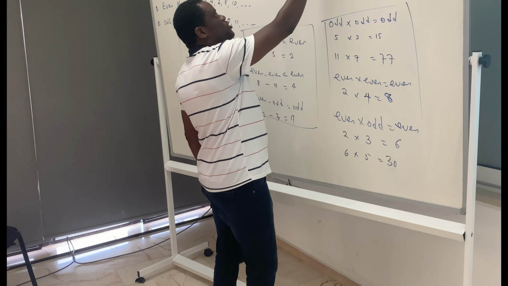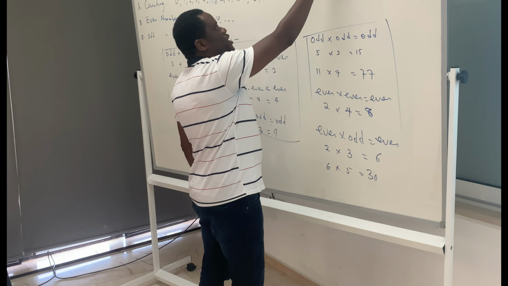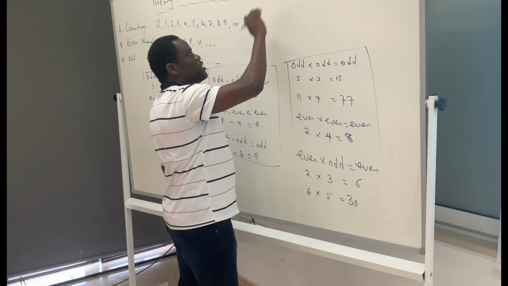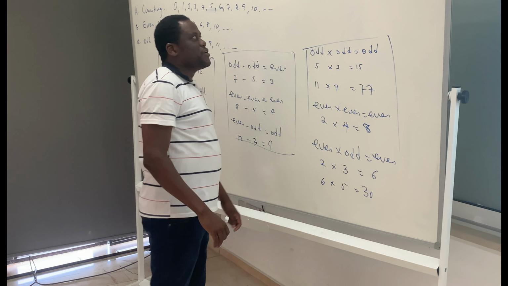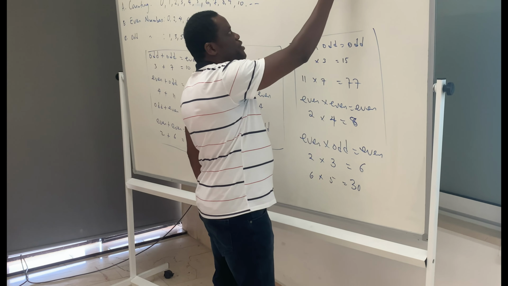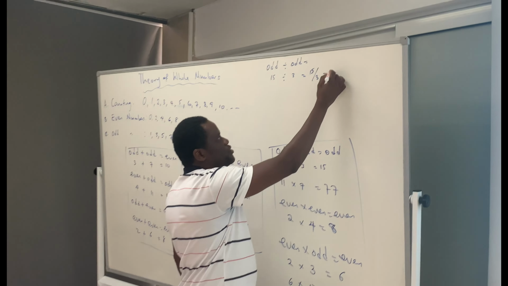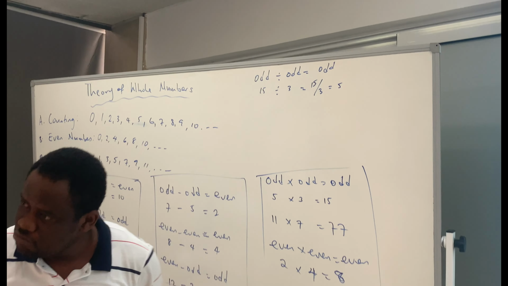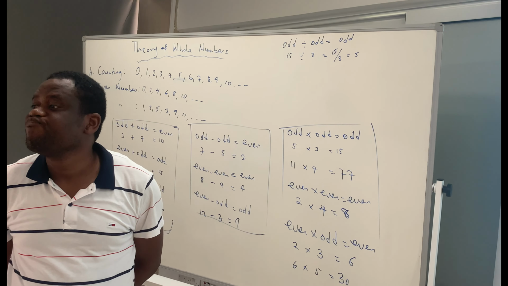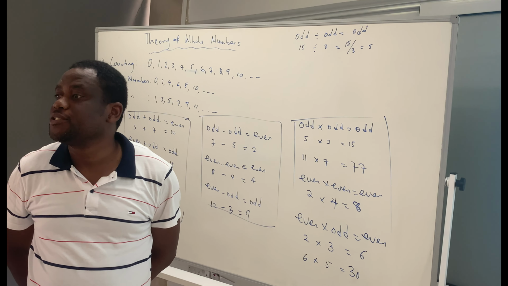Let's say, what is odd divided by odd? So let's pick a number. 15 is odd. 3 is odd. So 15 divided by 3, which is 5. Oh, odd divided by odd is odd.